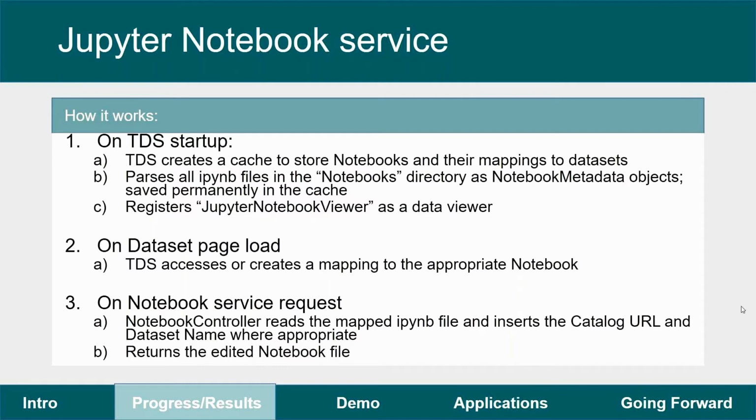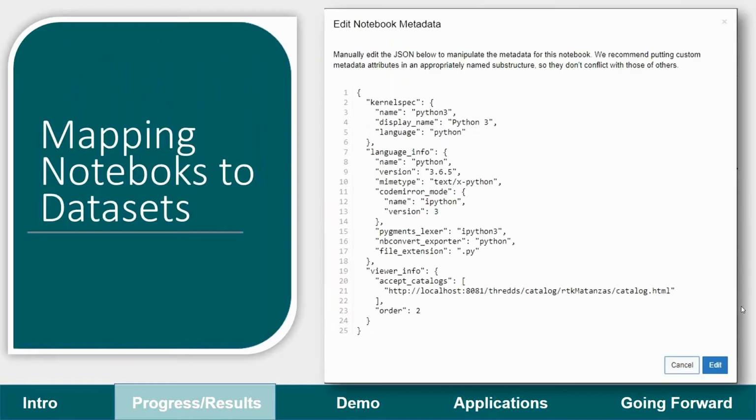Then every time you load a dataset page, it'll access our cache or create a new mapping to an appropriate notebook. And then when you request the notebook service, it will read in your mapped IPYNB file, populate it with the catalog URL and the dataset name, and then return your new edited notebook file so you can open it with Jupyter Notebook or Jupyter Lab and play around with it.